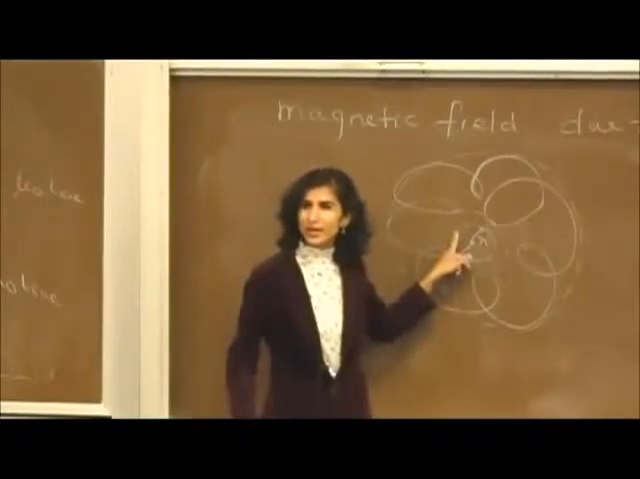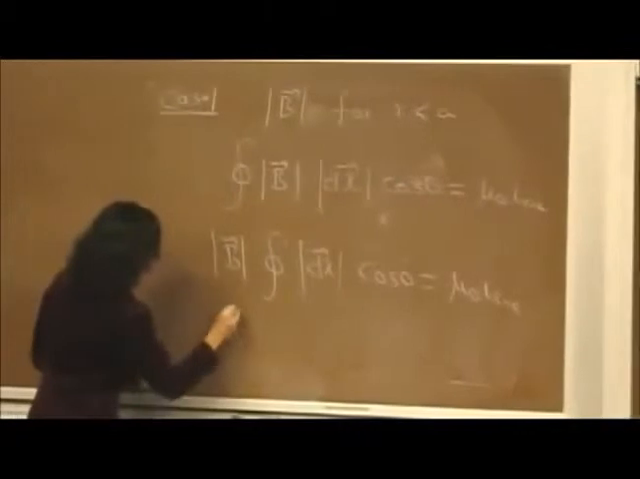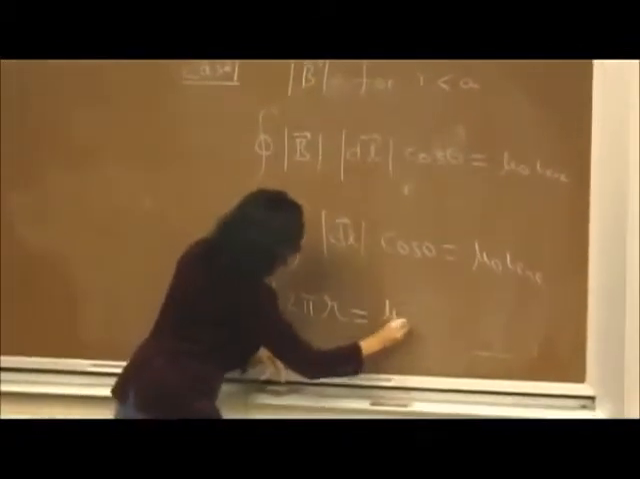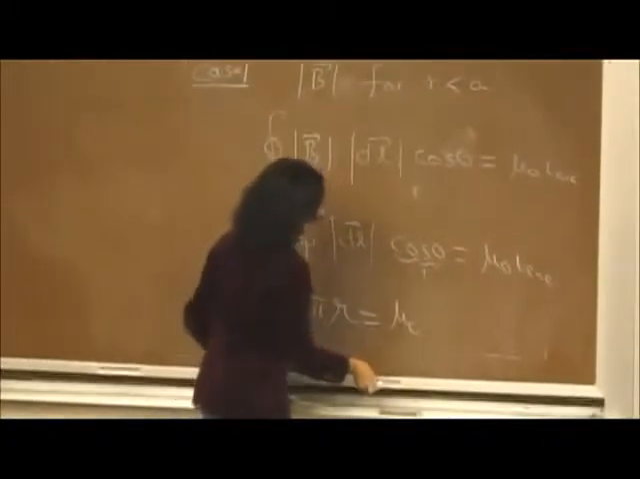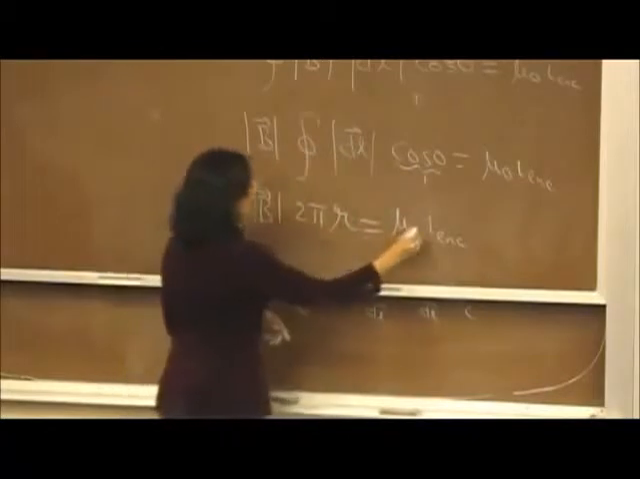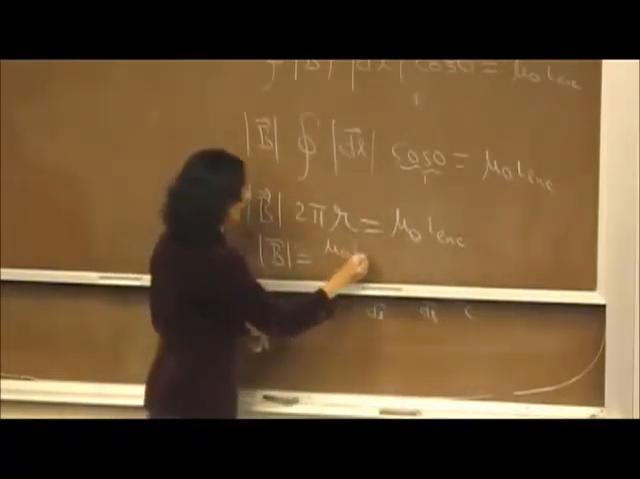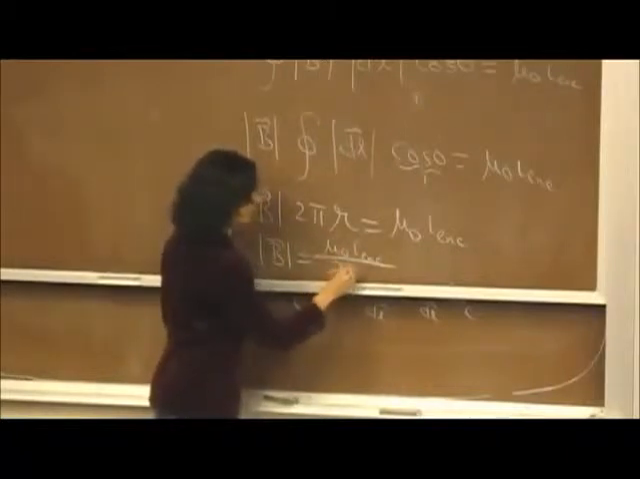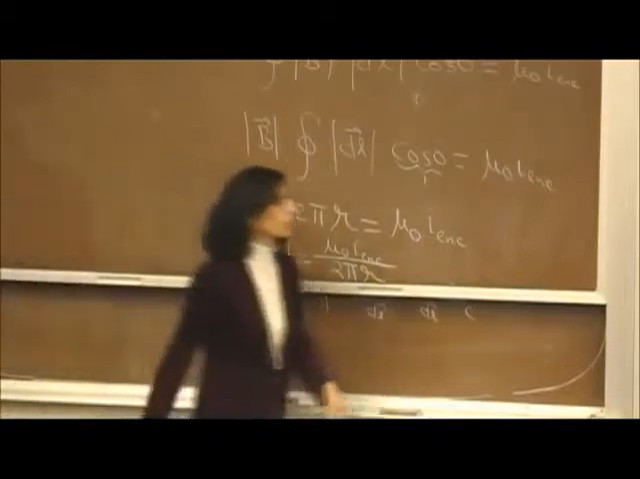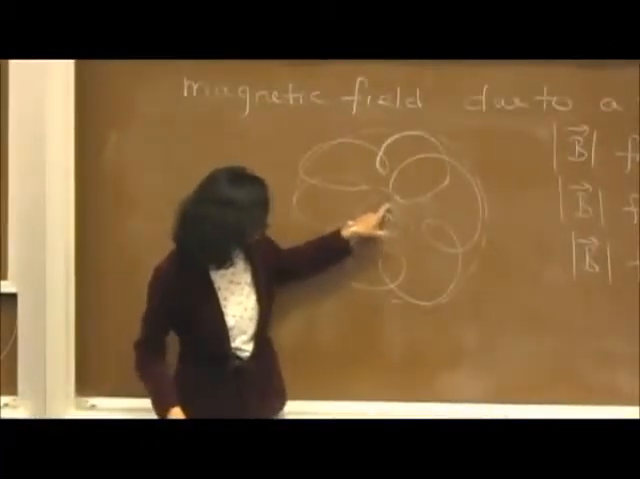Is it just the perimeter, 2 pi r? So what we have here then is B times 2 pi r is equal to mu 0, this is just 1 cosine 0, mu 0 times I enclosed. What I get is that B is equal to mu 0 I enclosed divided by 2 pi r. This is the magnitude of the magnetic field at a distance r away, where this distance is less than A.